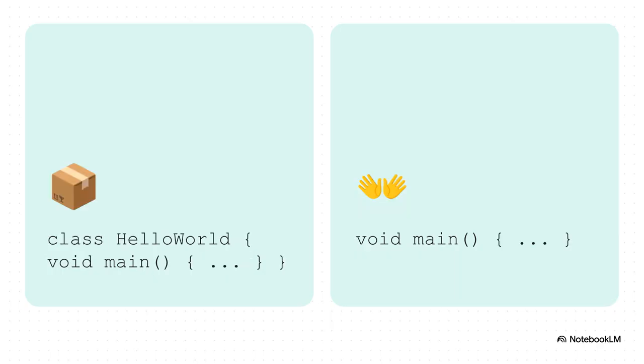Next up is the really big one. You can now write a file that just has a method in it, no class declaration wrapping it. The compiler basically looks at that and says, hey, no prob, I gotcha. I'll just create a class for you behind the scenes. And just like that, the whole class Hello World ceremony just vanishes.